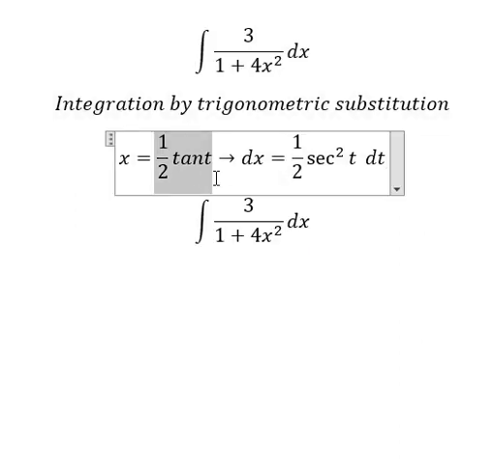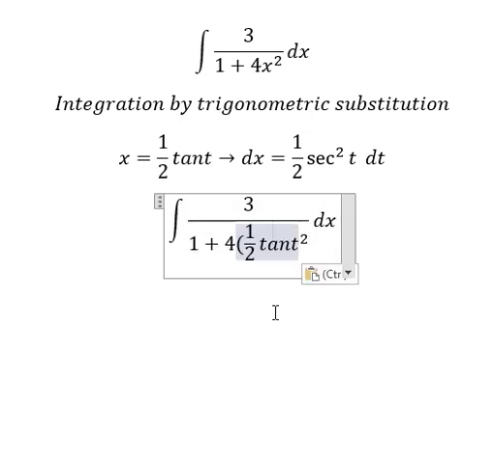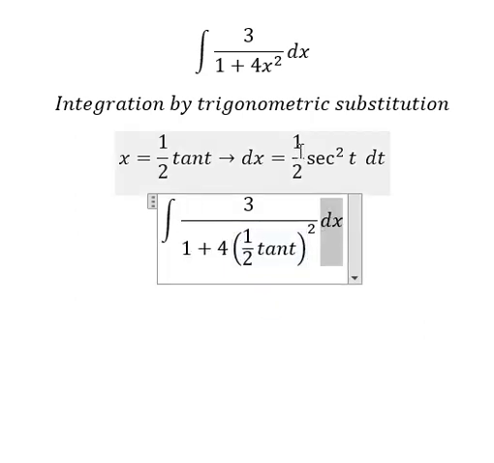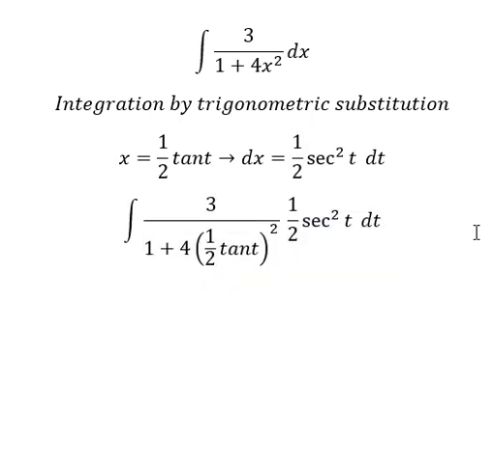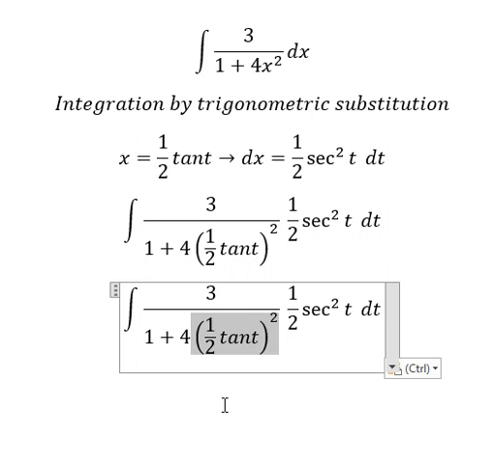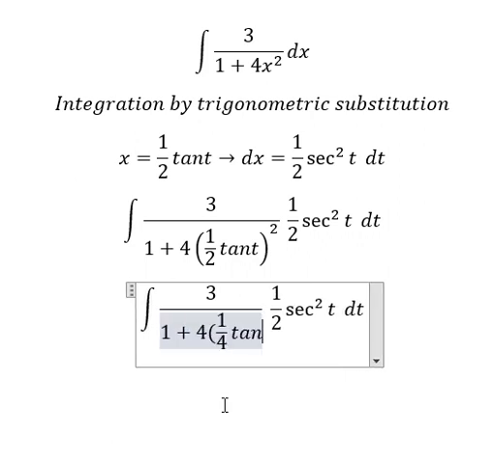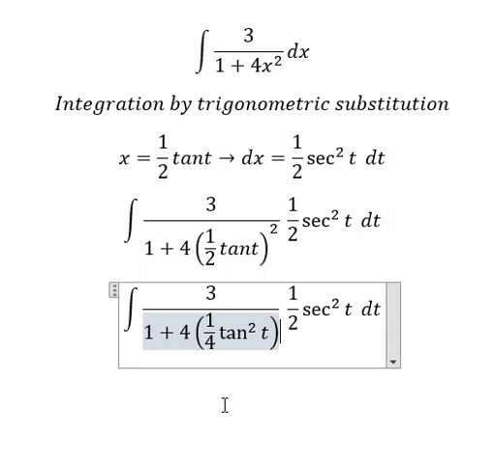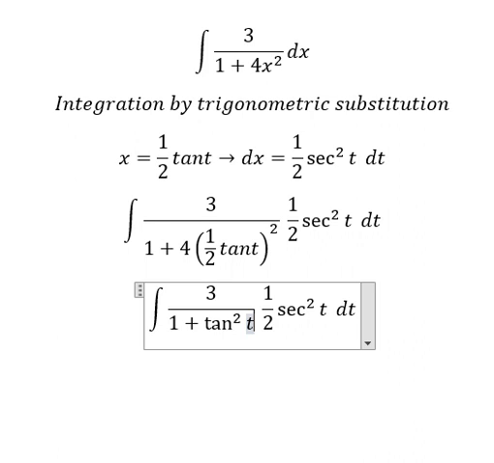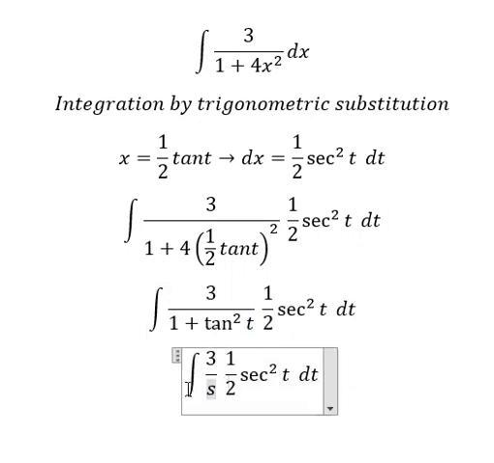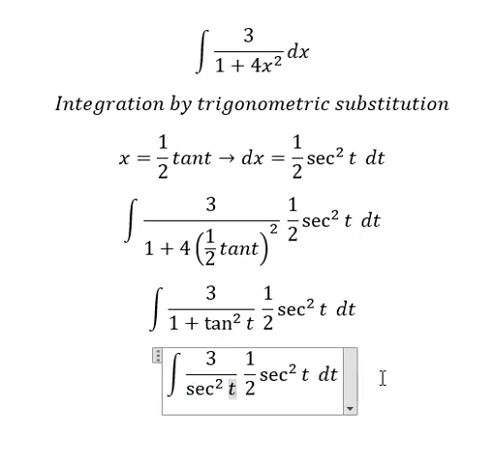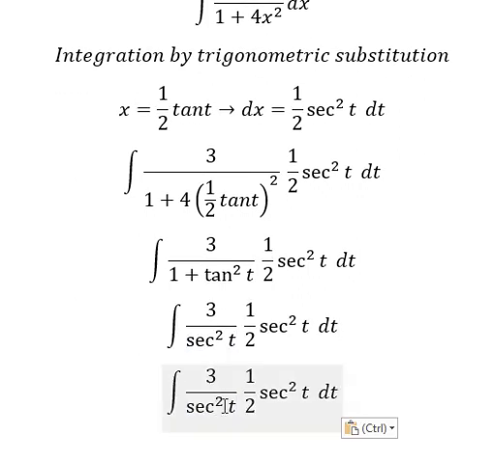So I will put this one here. ds is about this one. And this one is about 1 over 4 tan t square. So number 4 and number 4 we cancel. And this one is about secant of t square. And now we need to simplify it, and we got 3 over 2.